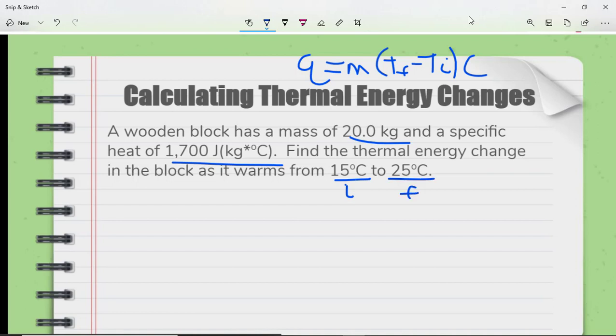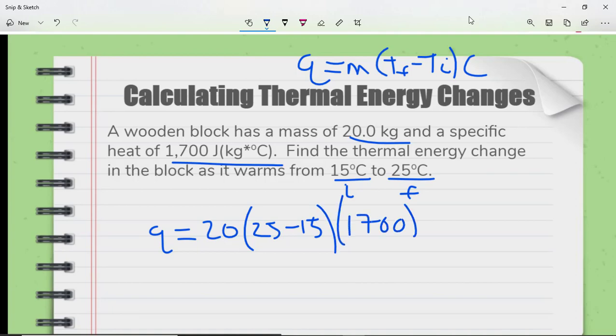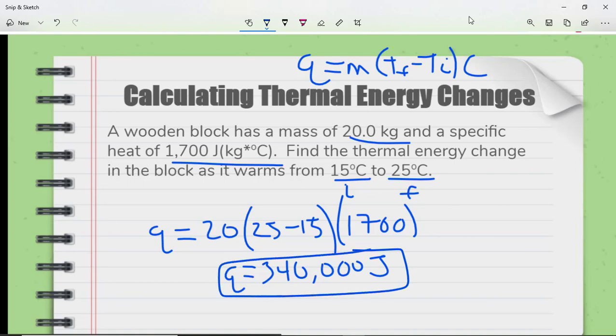We can then solve. So Q equals M, 20, change in temperature, so 25 minus 15, and our specific heat, which is 1700. All we do is simply plug in and solve for Q. So we end up with a value for Q of 340,000. And because we're talking about heat and energy, we will use joules as our unit. So again, these problems are fairly straightforward. Just identify what variables you have, identify your unknown, and then plug in and solve appropriately.